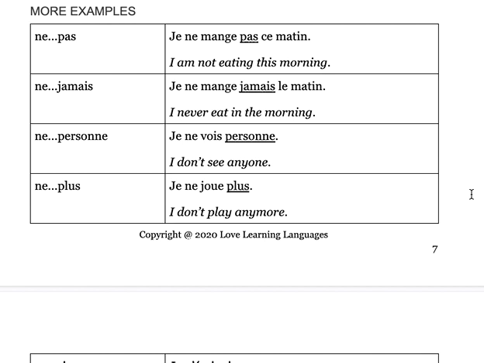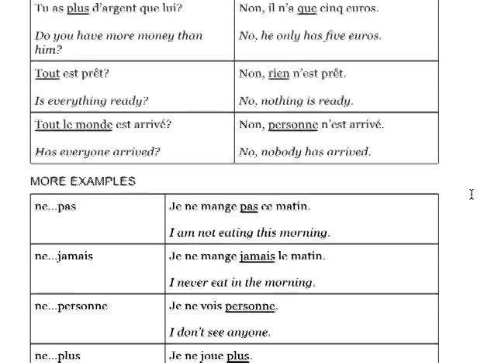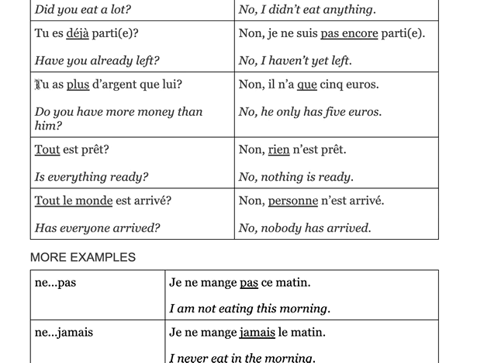Je ne vois personne. I don't see anyone. Je ne joue plus. I don't play anymore. Listen, I have to tell you something because if you're a really close listener, you might have heard me up here. You see this example right here?